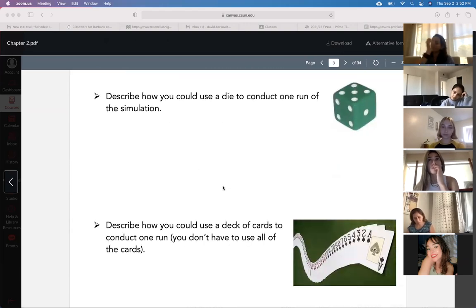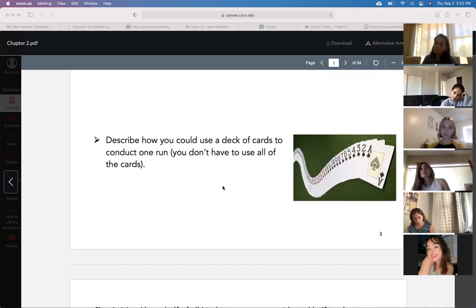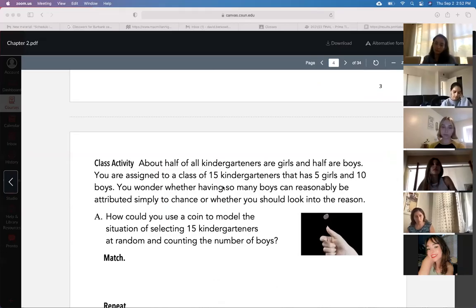Okay, we did it with a die already. We did it with a card already. Oh, look at that, I'm ahead. Okay, so here's another one.